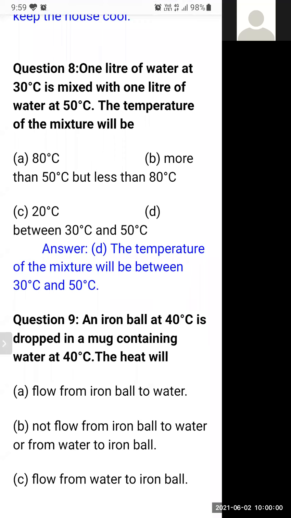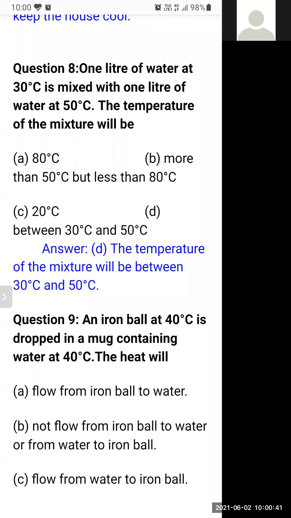Now question number 9. In a similar way, you can give the explanation. An iron ball at 40 degrees Celsius is dropped in a mug containing water at 40 degrees Celsius. So the temperature is the same: iron ball 40 degrees Celsius, water 40 degrees Celsius. Both substances have the same temperature, so there will be no flow of heat. As we know very well, heat will always flow from higher temperature to lower temperature. If the bodies have the same temperature, there will be no flow of heat.